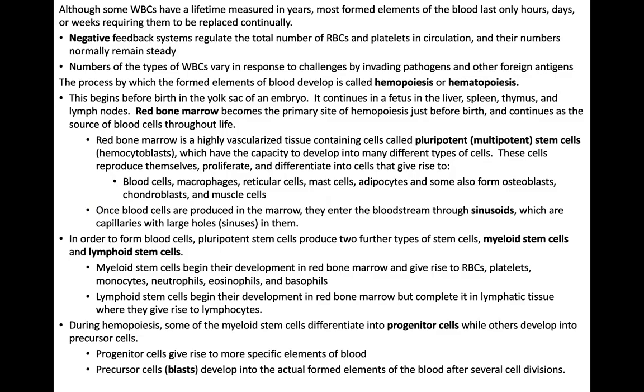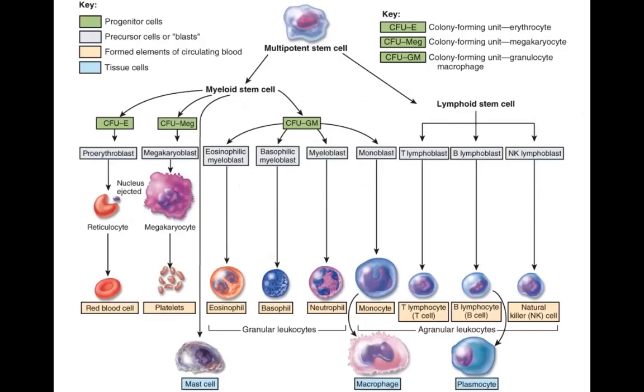Okay. That multipotent stem cell or pluripotent stem cell has the capacity to develop into many different types of cells. These cells reproduce themselves, proliferate, and differentiate into all of our blood cells. Okay, that includes the red blood cells, the platelets, and then all of these here on the right side of the page. These are different white blood cells: eosinophils, basophils, neutrophils, monocytes. And then these three over here are all lymphocytes, even though this one's not labeled as such. It's just natural killer cell. It is a lymphocyte. Okay.